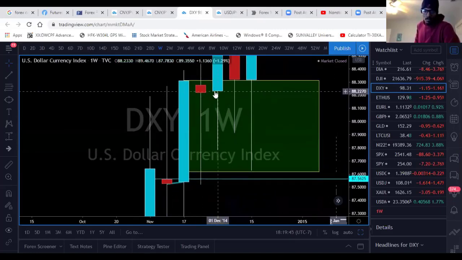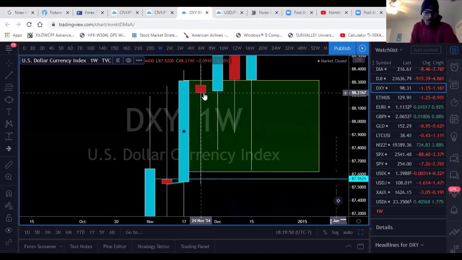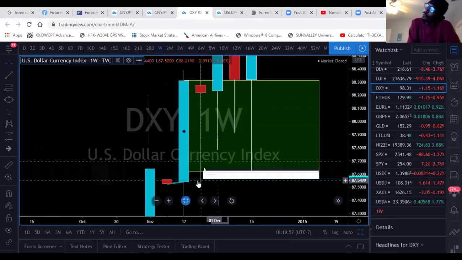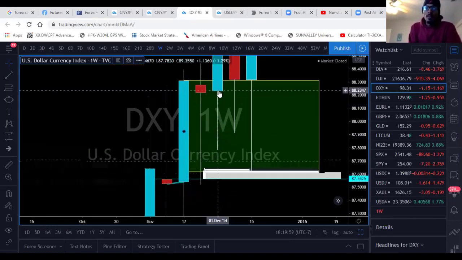Look at this one here. Did the leg out exceed the body? No. Yeah, it did. Oh, staggered. So you're counting the wick as well, not just the body? But I'm also counting the body.